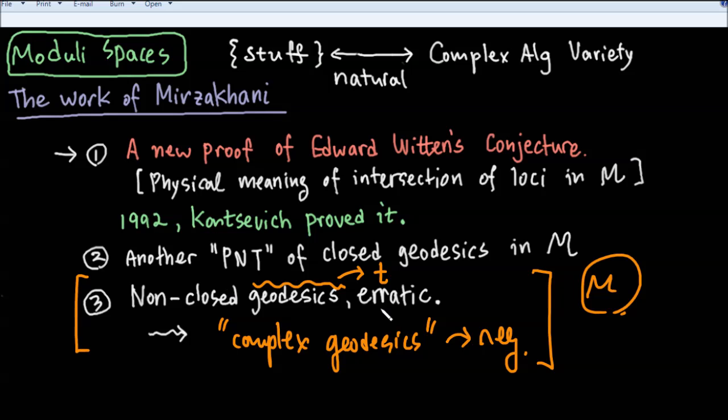Again, understanding the geodesics in the moduli space is the fundamental thing to do, and these two results really put her in the position of a master in handling the moduli space of hyperbolic surfaces. So this kind of summarizes the work of Professor Mirzakhani.